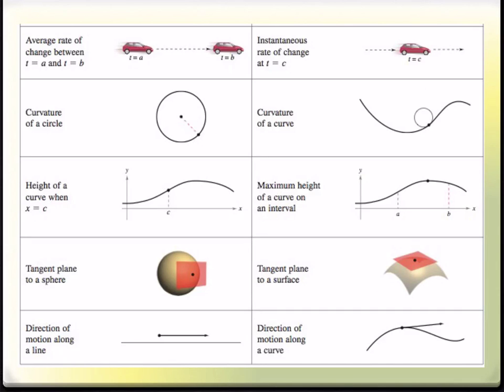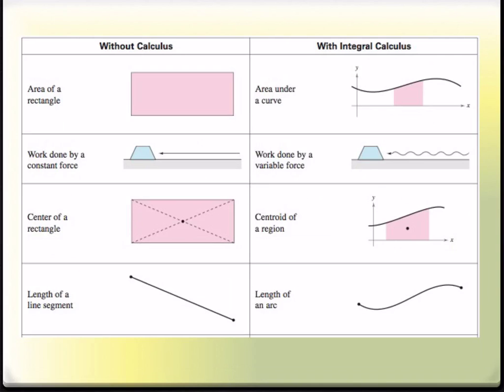Tangent plane to a sphere. Tangent plane to a surface. This is sort of the 3D analog to the one above where it was curvature of a circle versus curvature of a curve, right? You have the 3D pictures going on. When we're in pre-calculus, we can find the direction of motion along a line. And then when we're in calculus, we can do it along a curve. Again, we have more depth than what we're able to do.